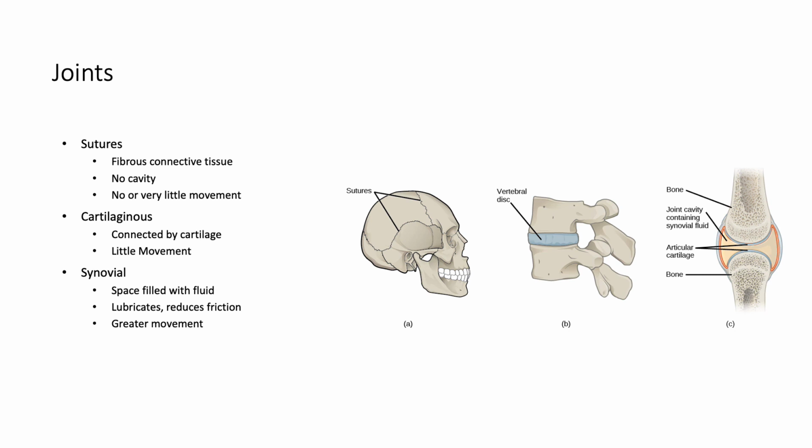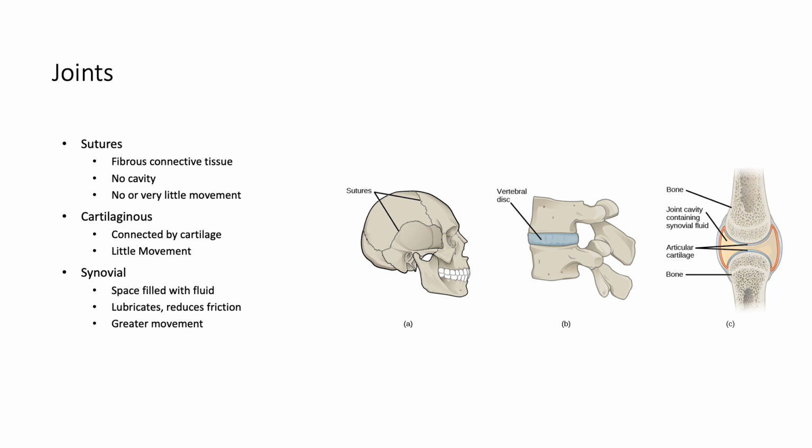Now, there are several different types of joints that can be formed when two different bones come together. So the first that you see pictured there in letter A is in the skull. And these are called sutures. And they basically have no cavity between them, and they have no or very little movement. And the connection there is just fibrous connective tissue.